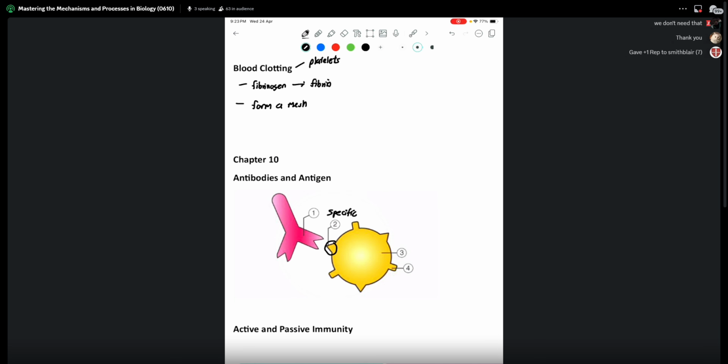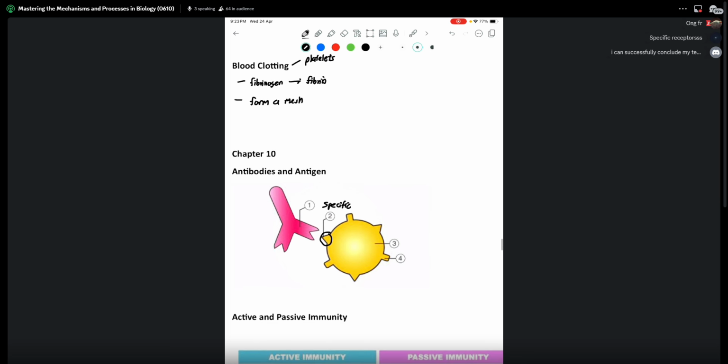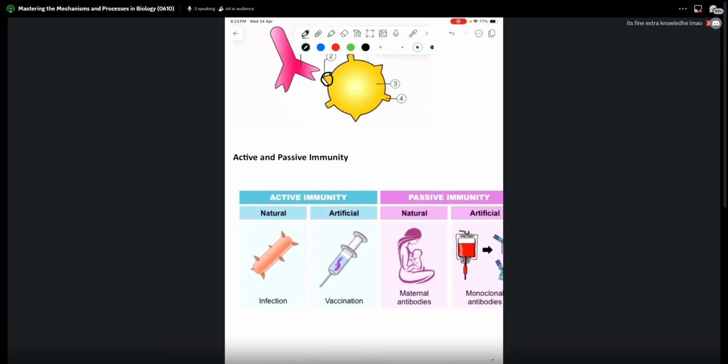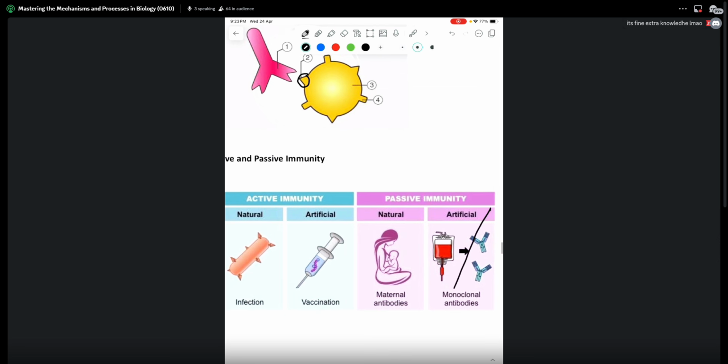So in order to kill the pathogens, they have to bind with it, with a specific antigen binding site to the antigen receptors. Okay, so very simple. I don't think I need to go too much on this. Okay, for this I no need to know this.